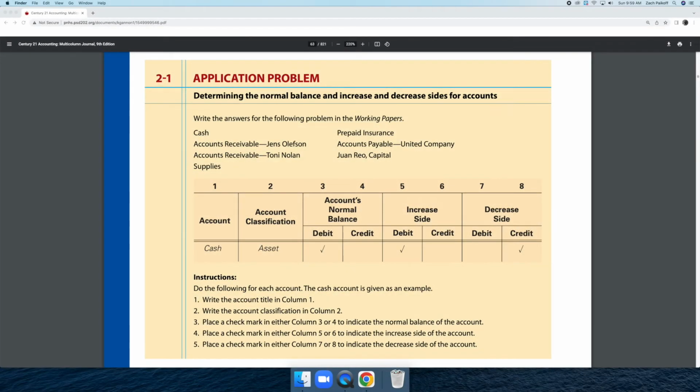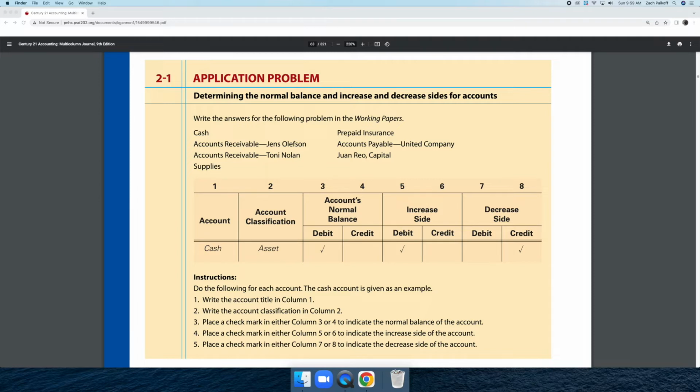Today, I will be going over the 2-1 application problem. So let's jump right into the video. Okay, so as I had stated before, I'm going to be going over the 2-1 application problem, and this will be the last video that I will be doing for Chapter 2. So in this application problem, we will be determining the normal balance and increase and decrease sides for accounts.